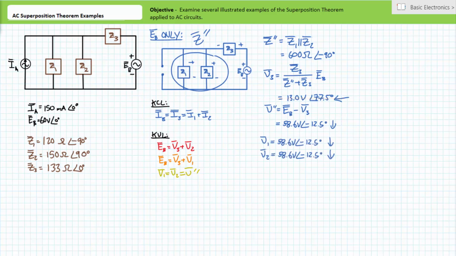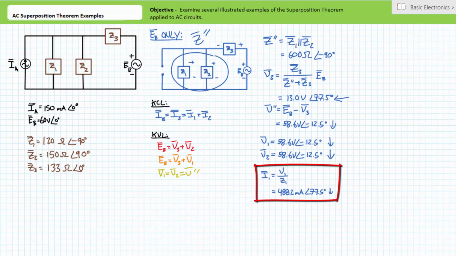Given impedance element Z double prime is the parallel combination of impedance elements Z1 and Z2, it can be said V double prime equals V1, which equals V2. Voltage across elements in parallel is the same. Let's now examine current. Application of Ohm's law demonstrates current through impedance element Z1 to be 488.2 milliamperes at an angle of 77.5 degrees, traveling top to bottom.